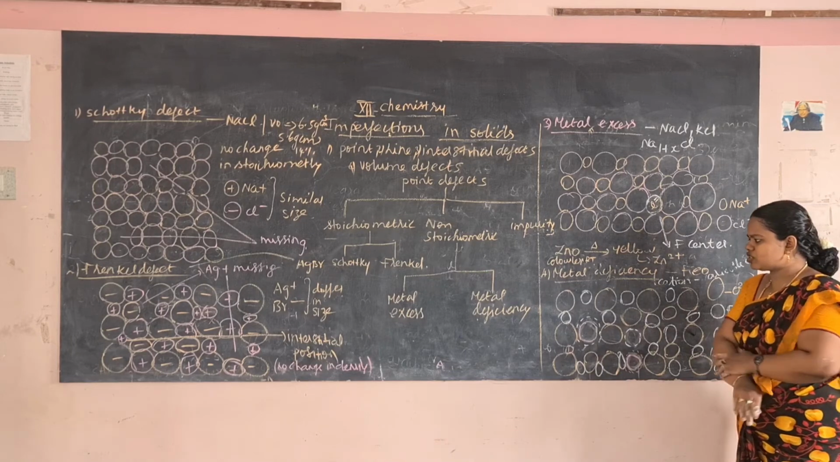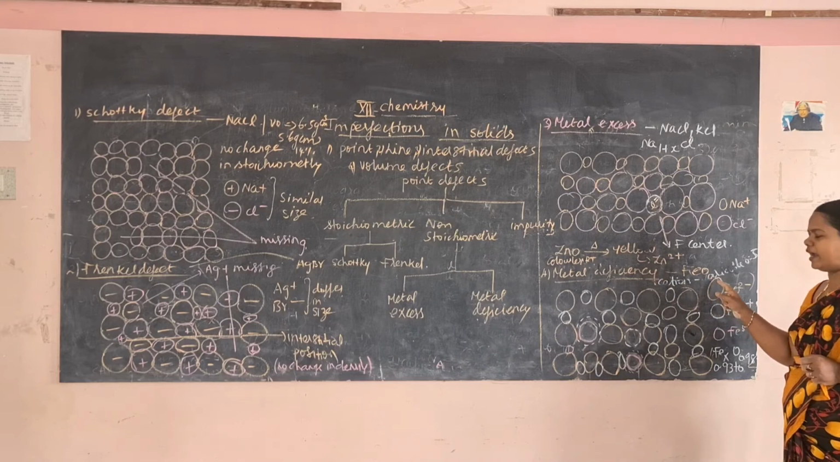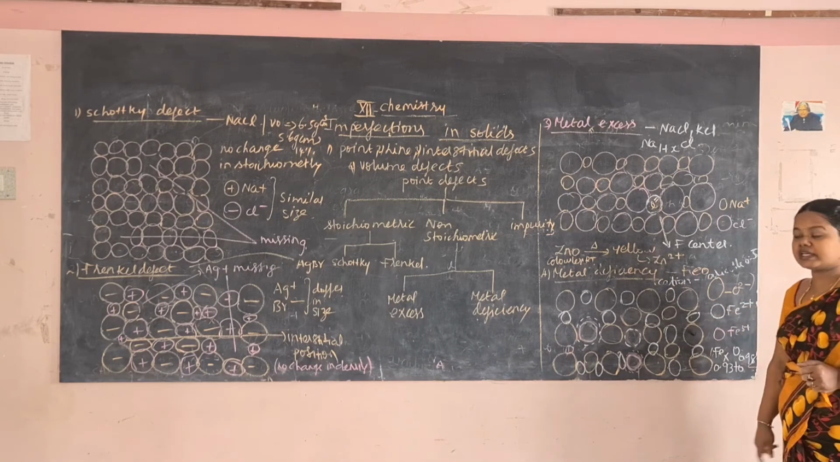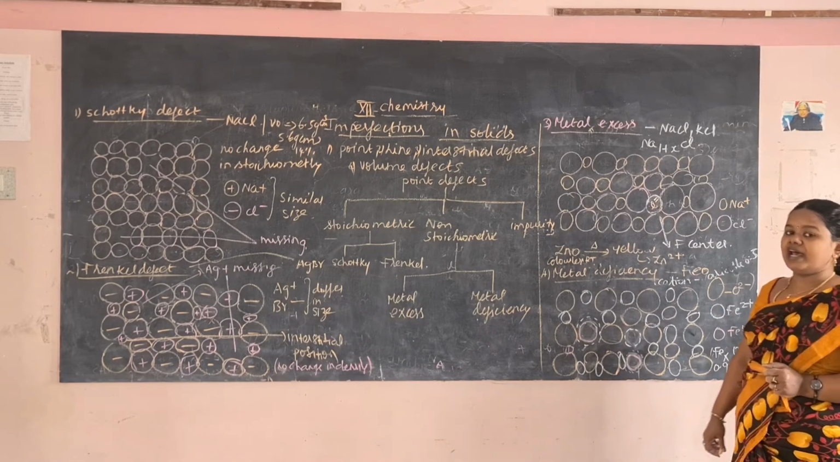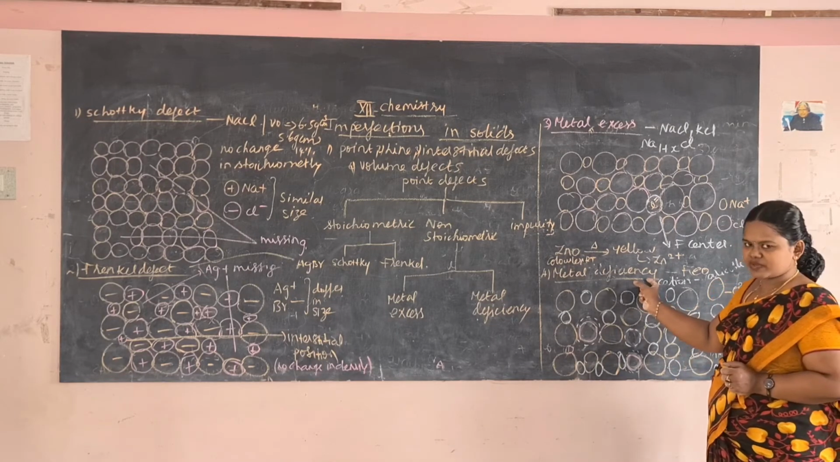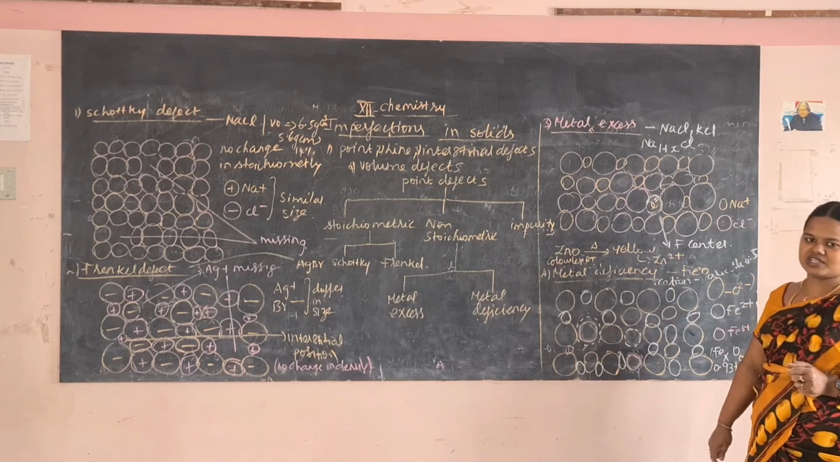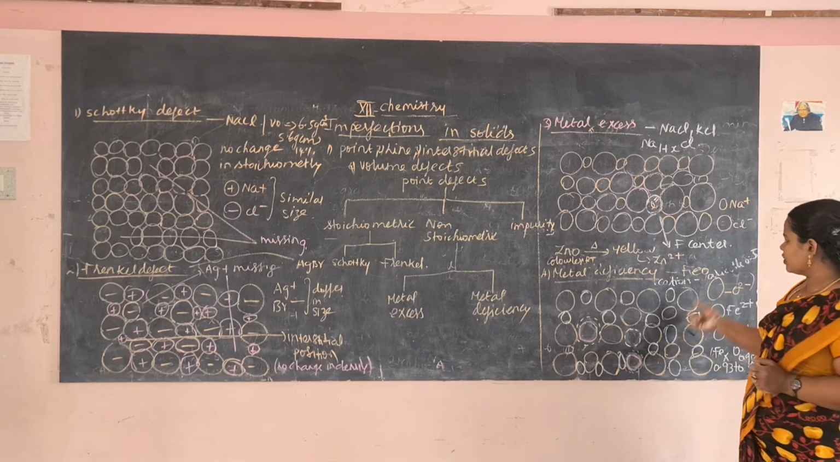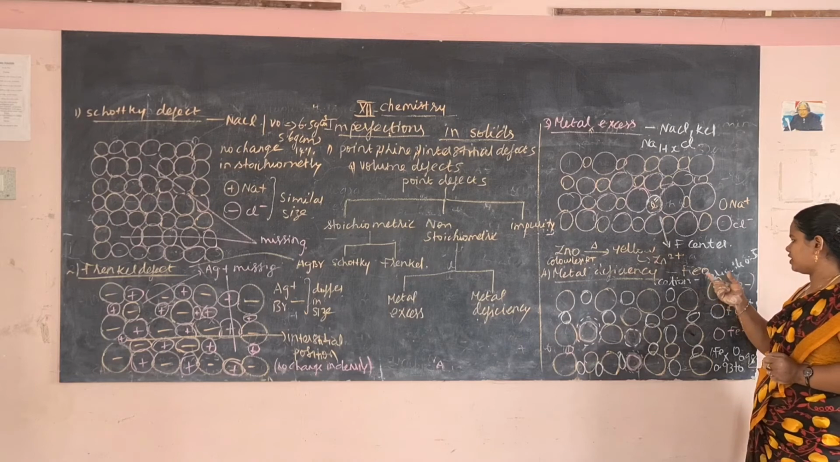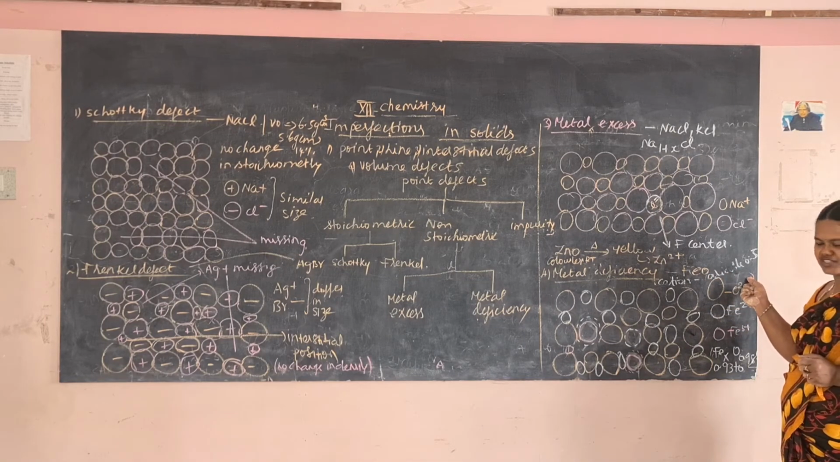Then metal deficiency defect. So here this metal deficiency defect is applicable to iron oxide, or when the cation is present in valence state or variable oxidation state. So when the cation is present in variable oxidation state, this metal deficiency defect will occur. So here example for metal deficiency defect, iron oxide, and here cation will be in variable oxidation state.